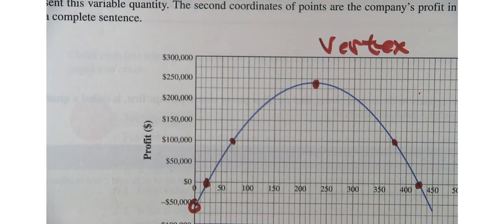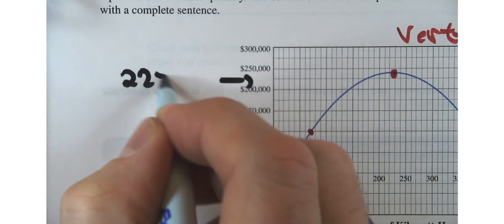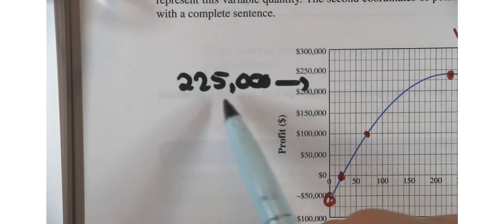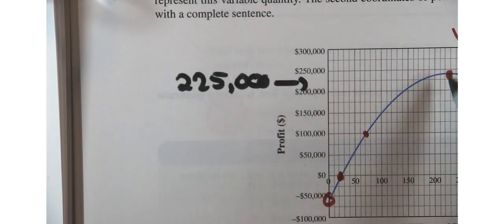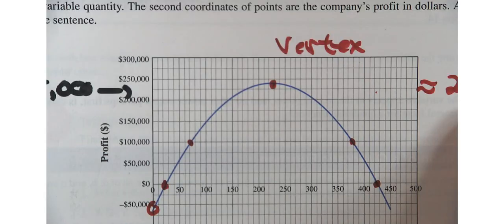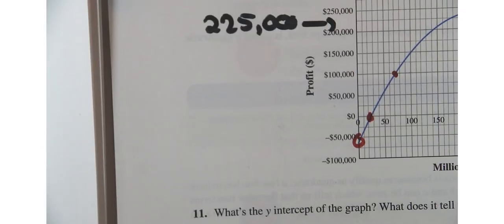Let me just write this number in here for us. That's going to be 225,000, that middle line. If I average this number and this number to get the one that's in between, that's your 237,500. Now, let's actually use the equation that they gave us to figure that out.